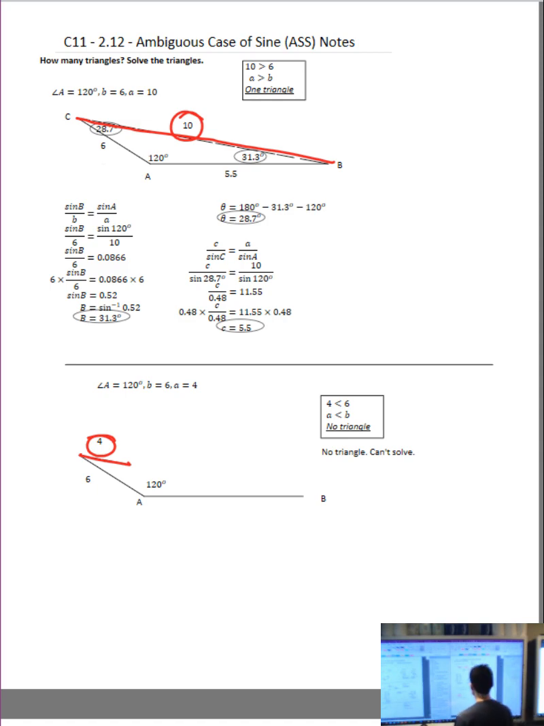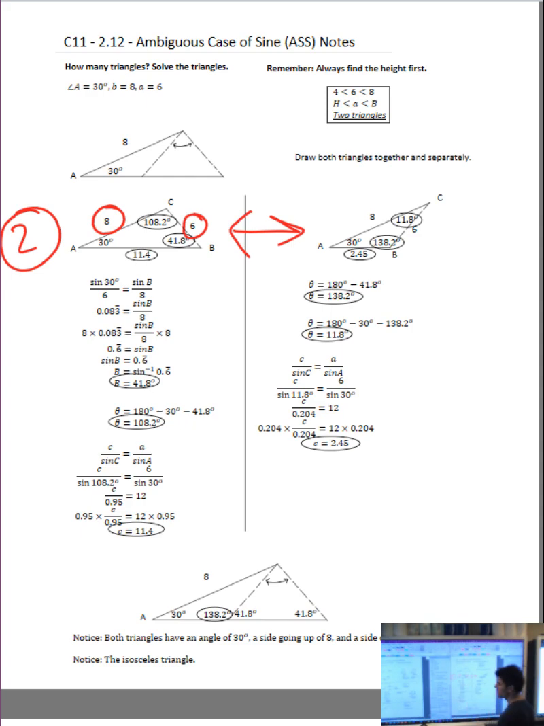Great, so that's the ambiguous case. Usually they just, in the homework, ask you to solve, but for example, this took me like 25 minutes, so they'd never ask you to solve for the 2 triangles on the test. They may ask you to say how many triangles there are, and then you just need to know the relationship.